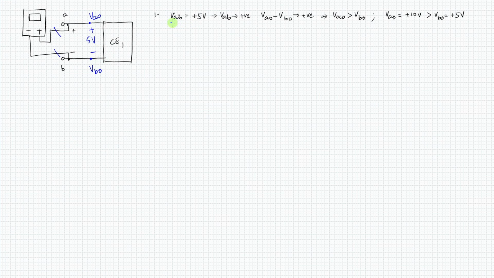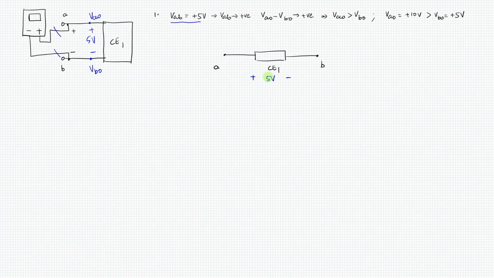So what is the meaning of VAB is equal to plus 5 volt? It clearly means, for example, you are having this circuit element 1 here like this, okay? And this is A and this is B. And by the circuit behavior, there already exists a polarity like this, which you are going to measure with the multimeter, okay?